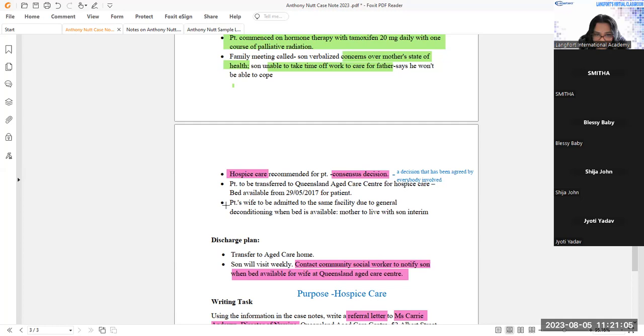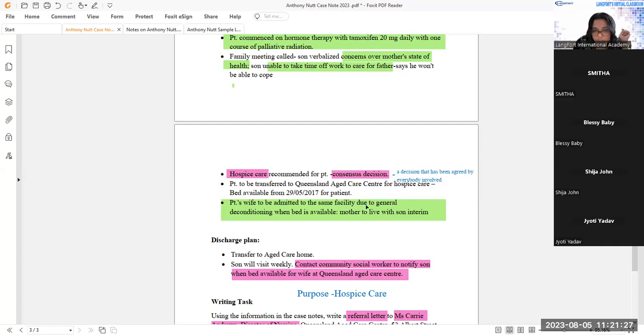Can you read the last point? From the last point, what should I include? Go through the last point, this one. What about this point? Yes. Okay, can I ask you something? The wife has dementia. What other problem does she have?